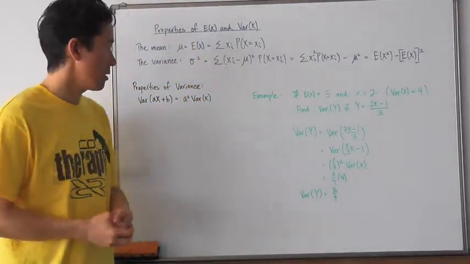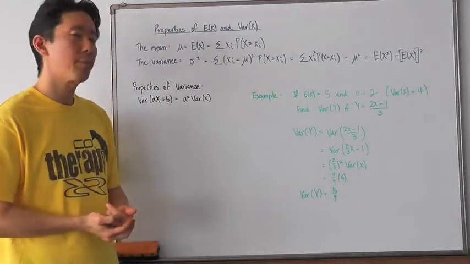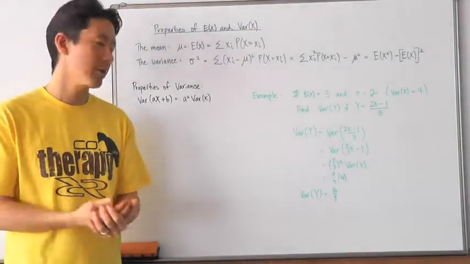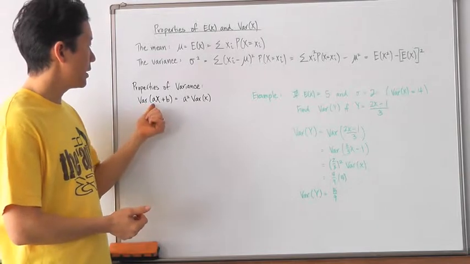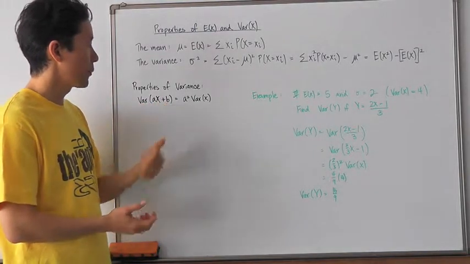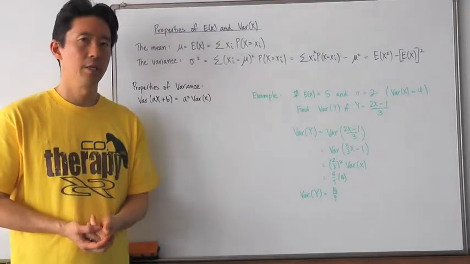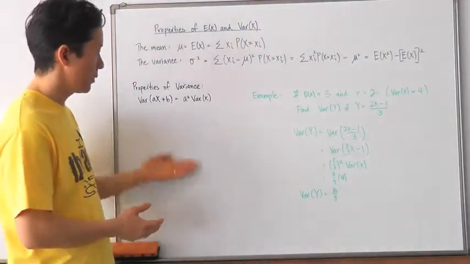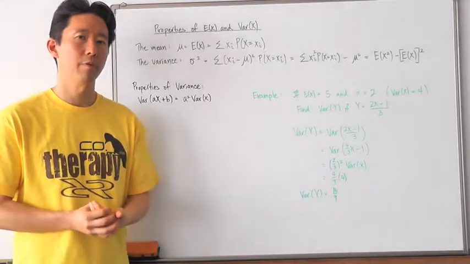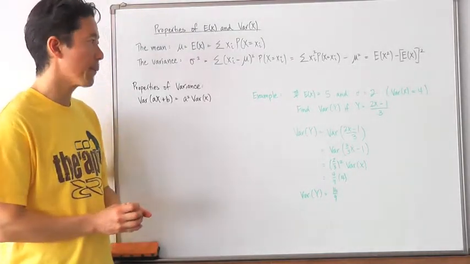Okay, let's continue with variance and the properties of variance. The one property that we're going to take a look at is the variance of ax plus b is going to be equal to a squared times the variance of x. In order to do this, we would usually show a proof, but we're going to leave that proof up to you to take a look at.